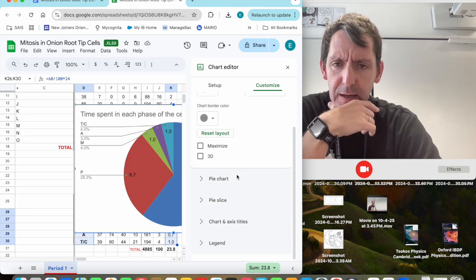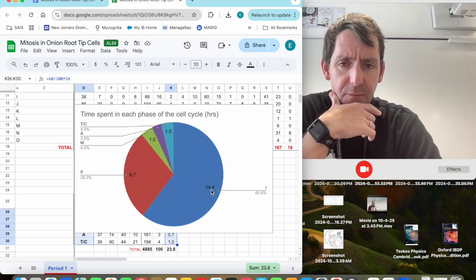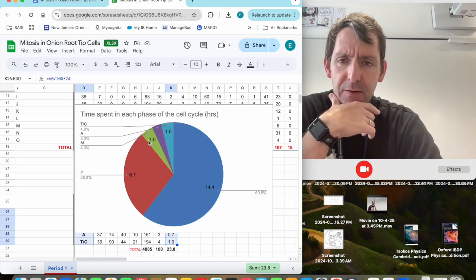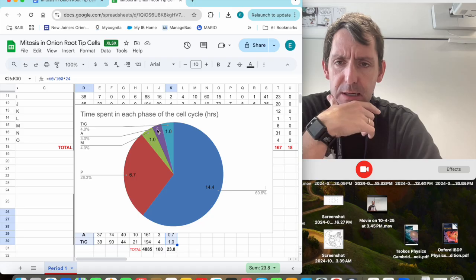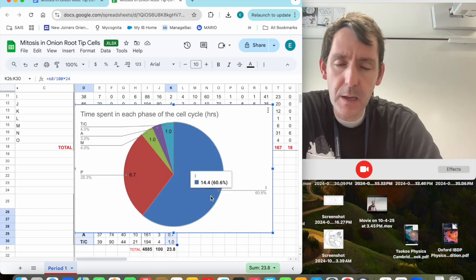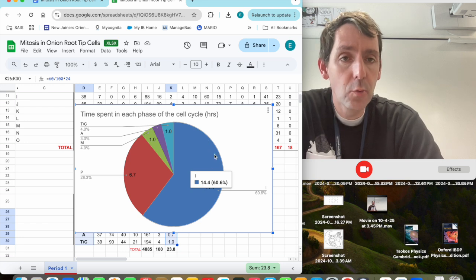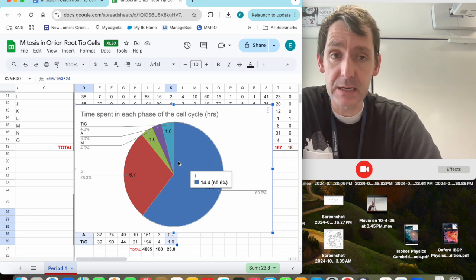I don't know that I need to change anything else. So that then gives me a graph, and I can see 14.4 hours, 6.7 hours, 1.0 hours. This one isn't quite showing up there, but if I click on it, the 0.7 hours. All right. So we've done part D. We found the time spent in each cycle. We've made an appropriate graph that best describes this.